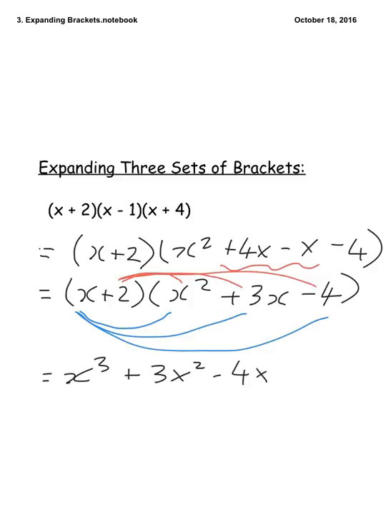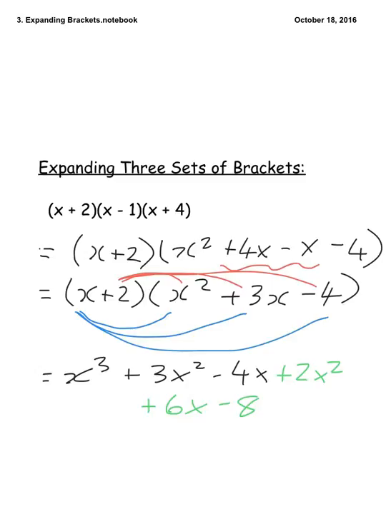Now for the plus 2 part, I'm going to change color for that. Let's go for green, and we're going to do 2 times x squared is plus 2x squared. 2 times 3x is plus 6x. And 2 times minus 4 is minus 8.